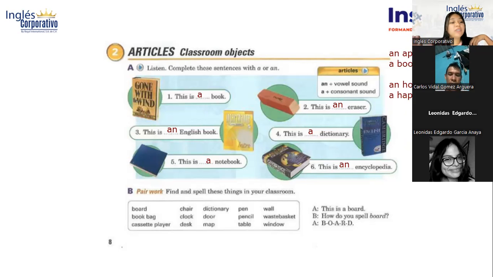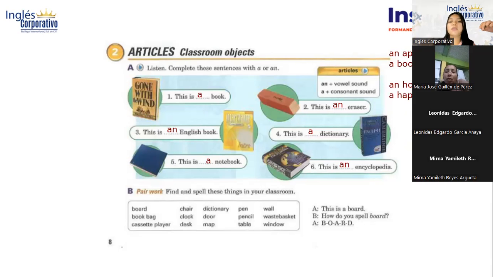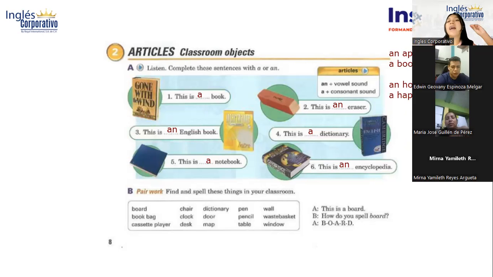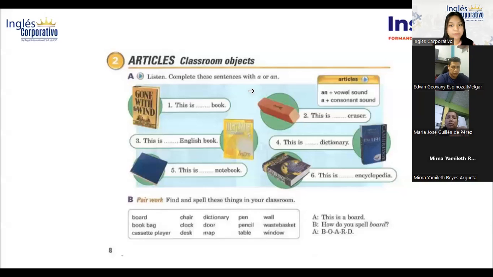Now, how do you spell window? W-I-N-D-O-W. All right? Perfect. Okay, guys. So, remember, waste basket, basurero. Okay?